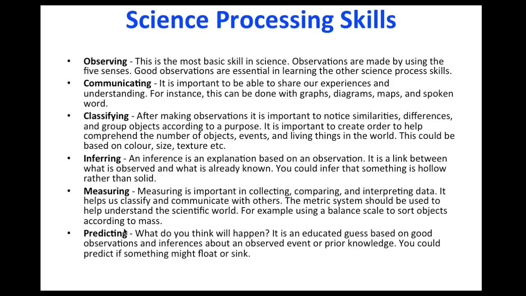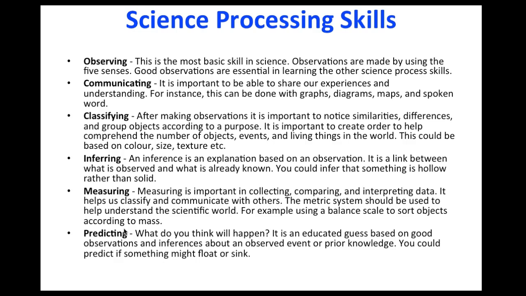So, science processing skills. To understand what these are is really essential for both assignment 2A and part 2B. Observing. So this is the most basic skill in science. Observations are made by using the 5 senses. Good observations are essential in learning the other science processing skills. So observation is something I do all the time with my preps. What do you see?